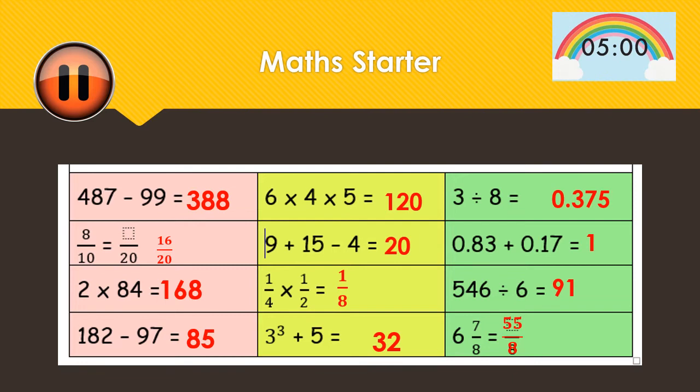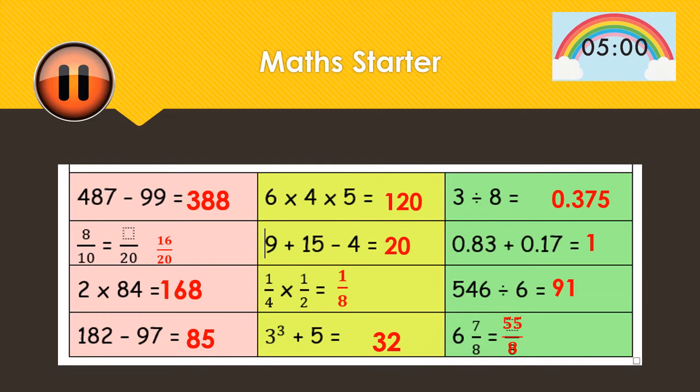Now for the next one, 0.83 plus 0.17. 83 plus 17 would give us 100. Super. So we make that the next whole number. So that just becomes 1 or 1.00.